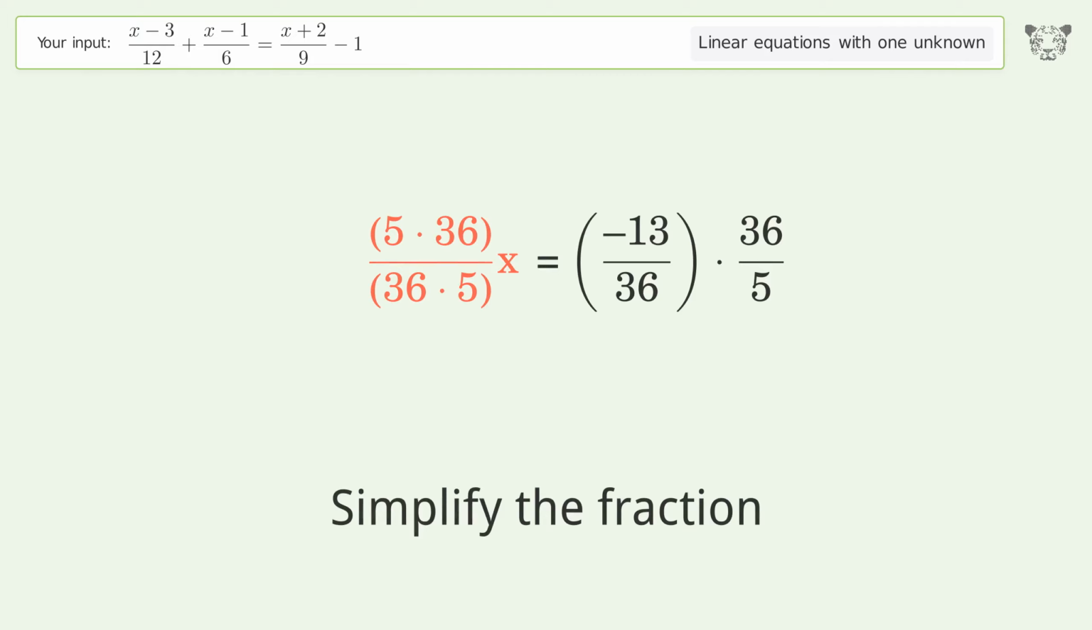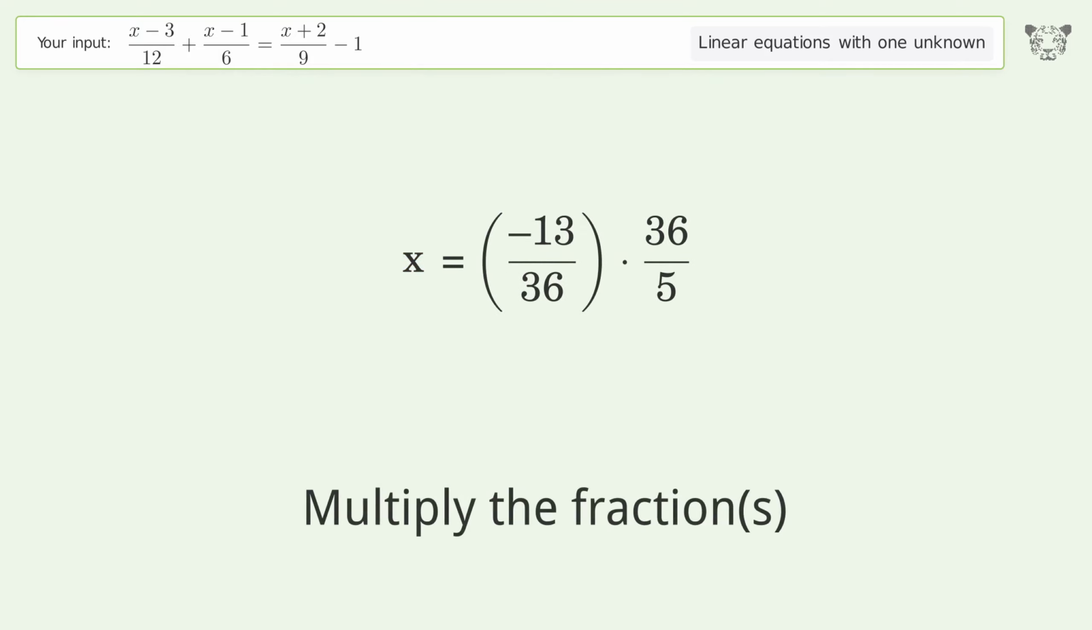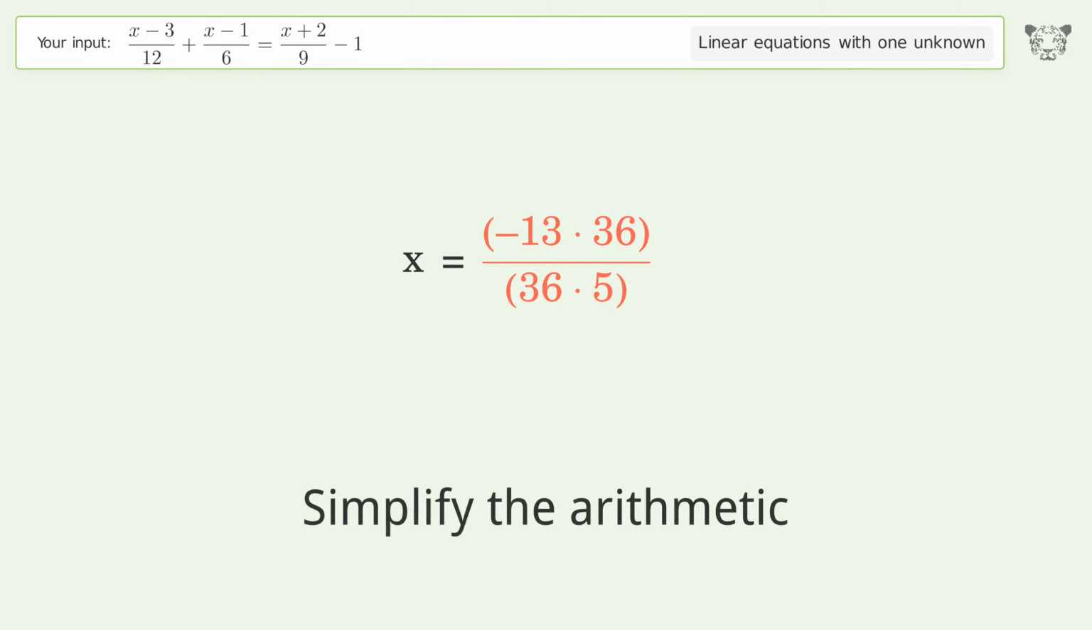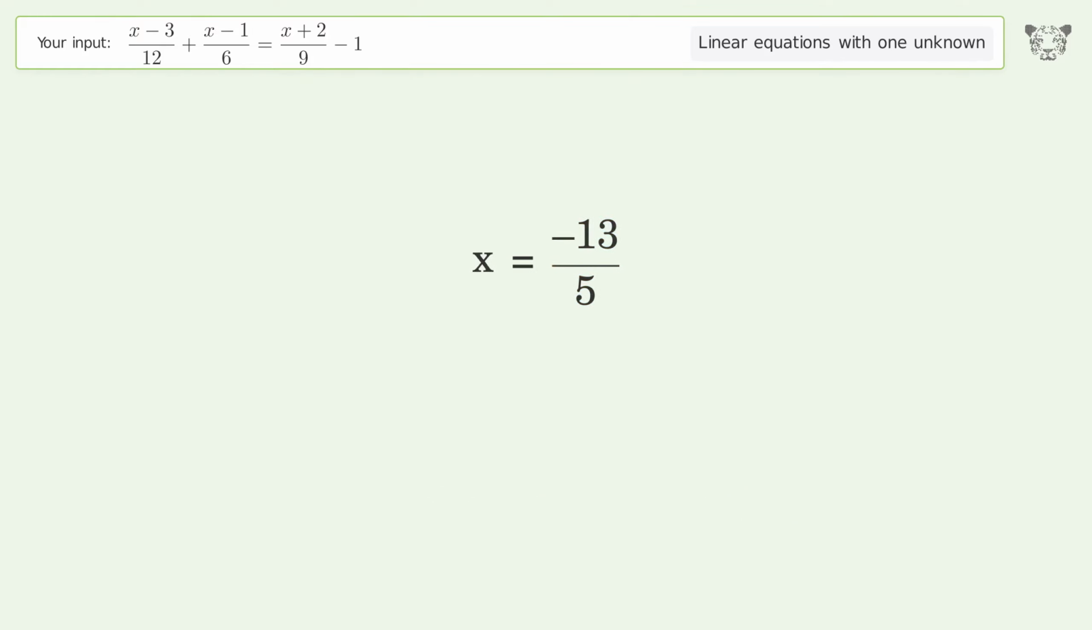Simplify the fraction. Multiply the fractions. Simplify the arithmetic. And so the final result is x equals -13/5.